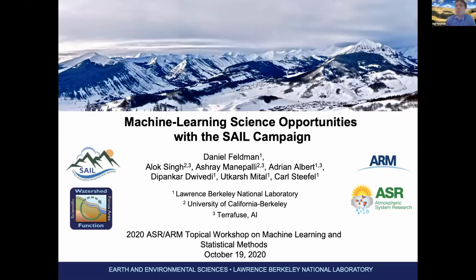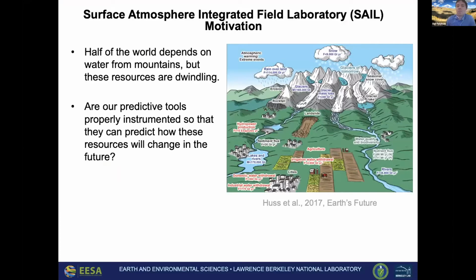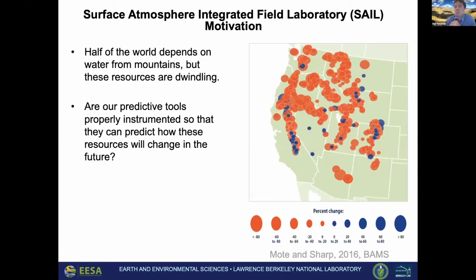A little bit of background for those of you who are not familiar with SAIL. The Surface Atmosphere Integrated Field Laboratory is an upcoming mobile facility campaign, but its motivation is built on the fact that about half of the world's population depends on water resources that are derived from mountain systems. These resources, at least across the Western United States, have been dwindling over the last few decades. This shows the map of the snow water equivalent change that is measured by the network of surface stations called SNOTEL stations across the Western United States, and we can see that most of these stations show decreasing amounts of snow water equivalent, and this forms the basis for a large amount of the water resources that our water systems derive.